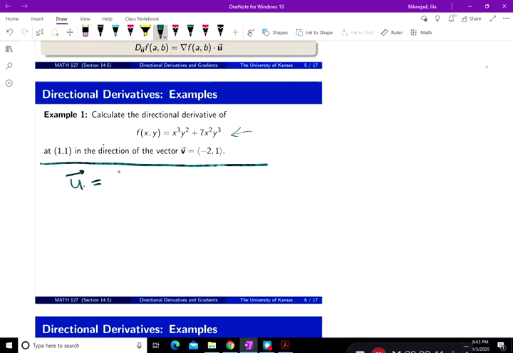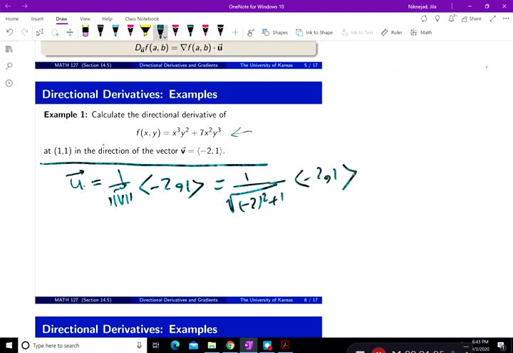So you basically want to divide v by the magnitude of v. So what is the magnitude of v? One over the magnitude of v is 1 over the square root of (-2) to the power 2 plus 1 to the power 2, times (-2, 1), and that is the square root of 5, so it's -2 over square root of 5 and 1 over square root of 5. So that's the vector.